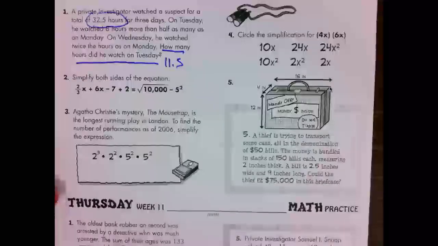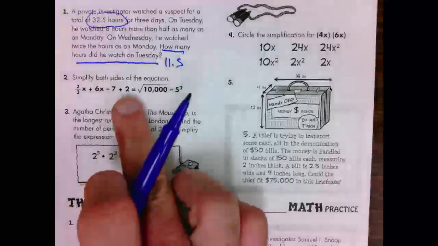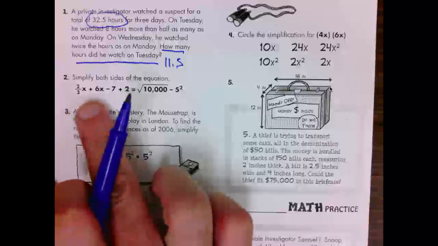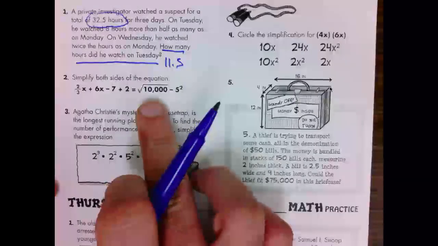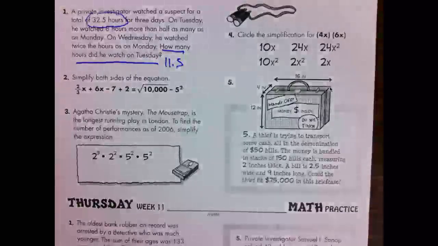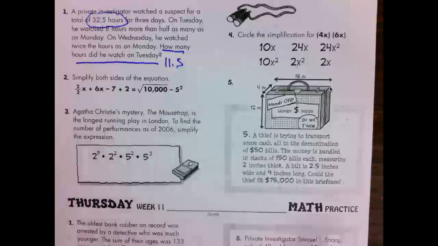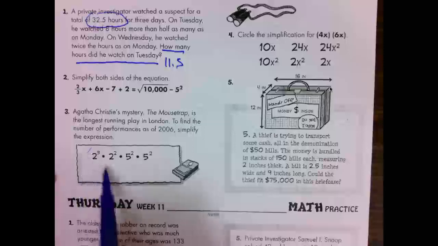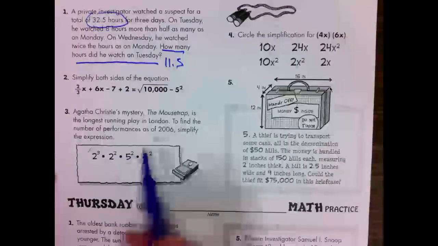Okay. Question 2 says simplify both sides of the equation. On the left side we would simply combine our like terms. On the right side we could evaluate the square root of 10,000 and subtract 25. That shouldn't be any problem for you. This problem here we could simply type in the calculator exactly like you see it.